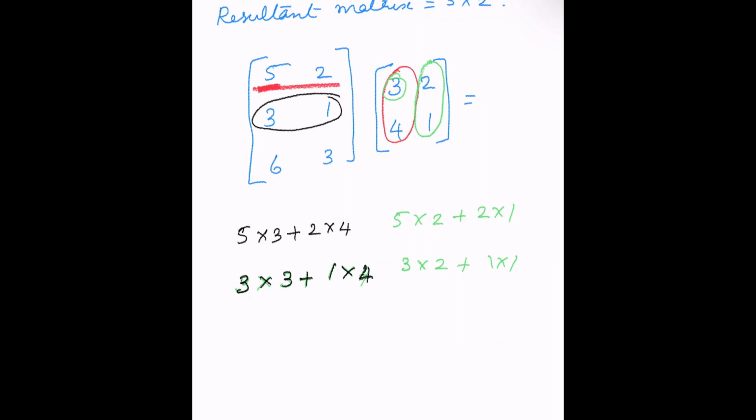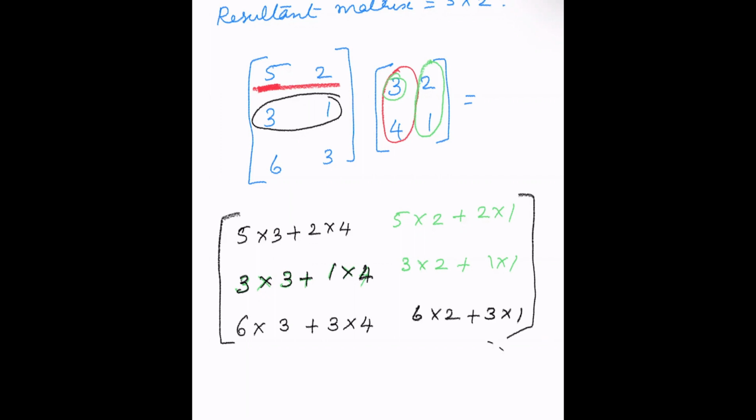Now what will be the third row? For the third row, you take 6 into 3 plus 3 into 4. That becomes the first element of the third row. And what is the second element? The second element is 6 into 2 plus 3 into 1. That's correct. Now just solve it and this is your answer.